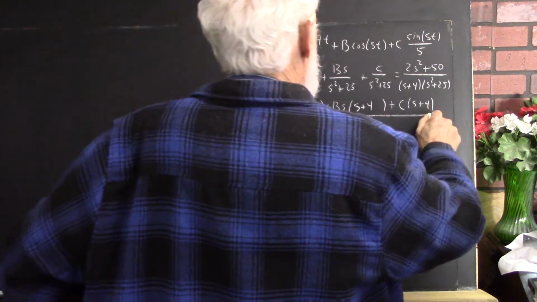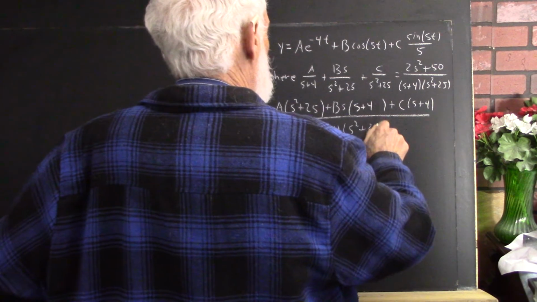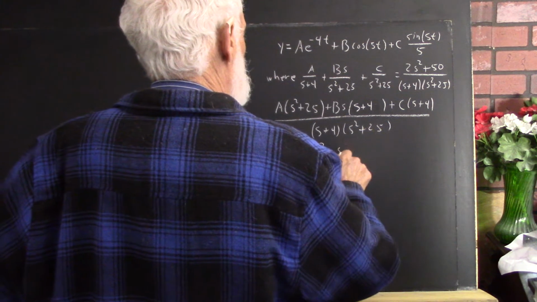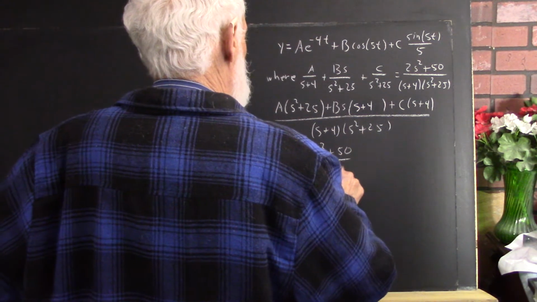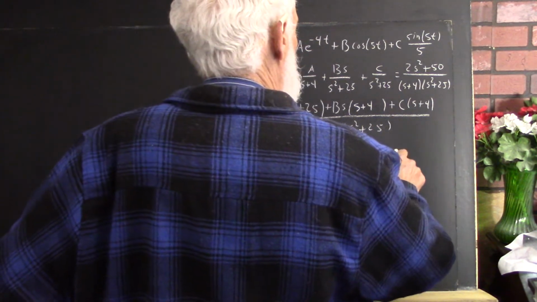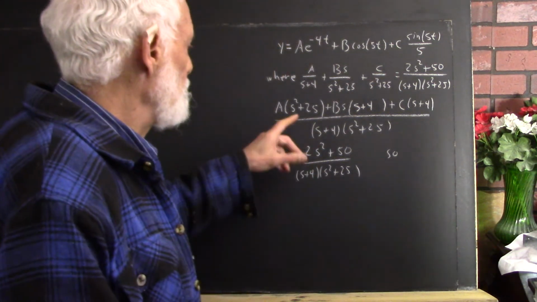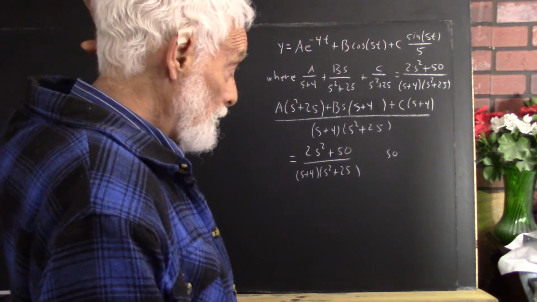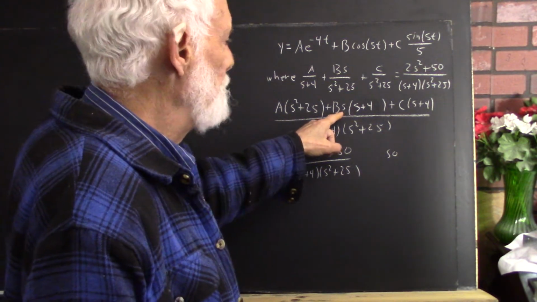So it's this over s plus 4 times s squared plus 25, and that has to equal 2s squared plus 50 over s plus 4 times s squared plus 25. So we get three simultaneous equations. The multiple of s squared has to be 2s squared. The s squareds that we get here are the a and then a b.